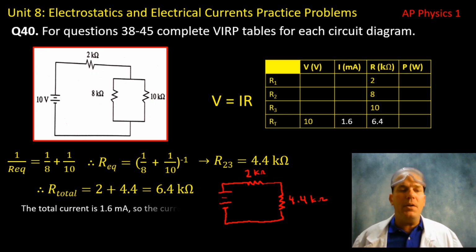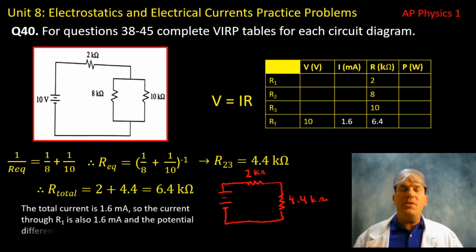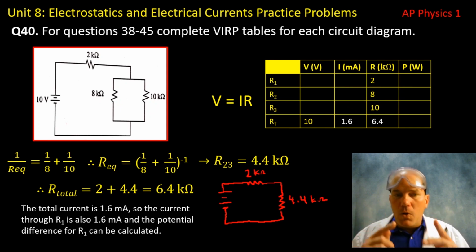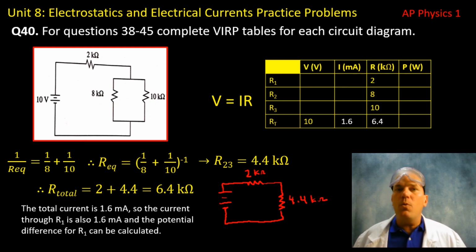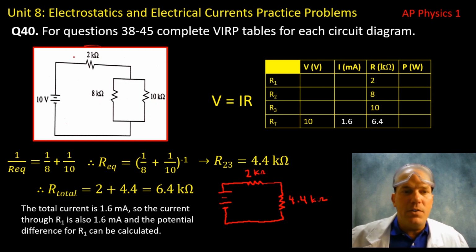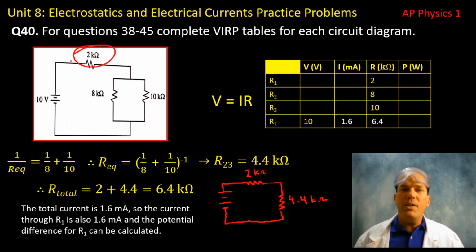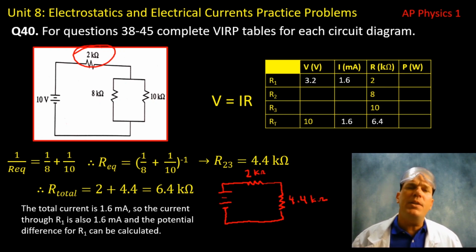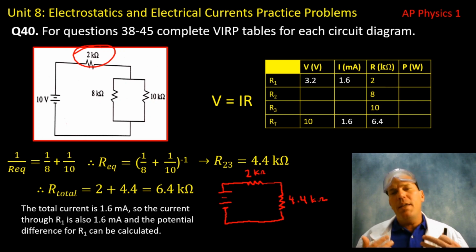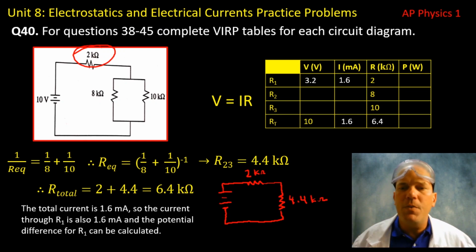The next step here would be to use that information and say to yourself, okay, if 1.6 is the total current, then it's also the same amount of current going through this series resistor here, because that is going to be constant for any series component. So you can get that put into the VERP table, which means we can now calculate the potential difference across R1. And that's going to be equal to 1.6 times 2, or 3.2 volts.